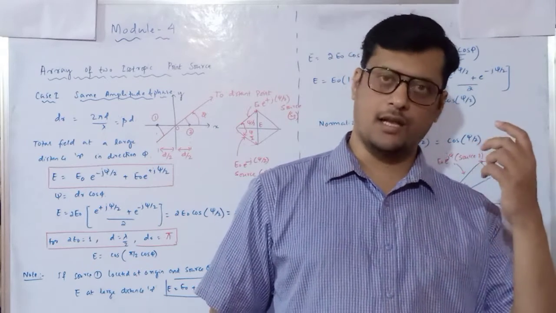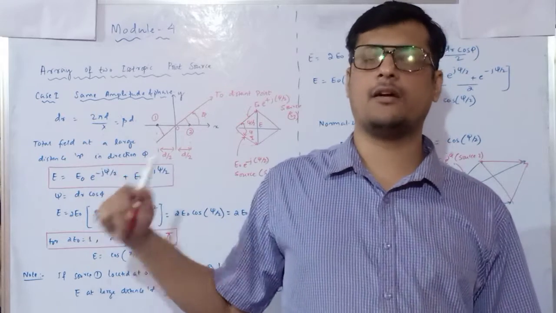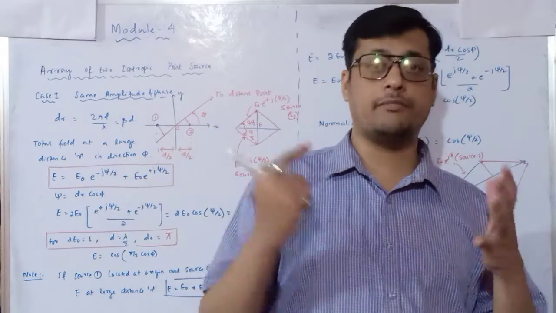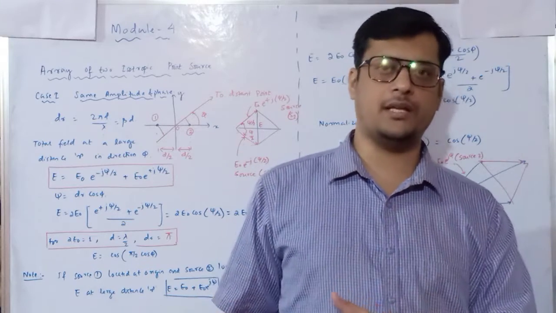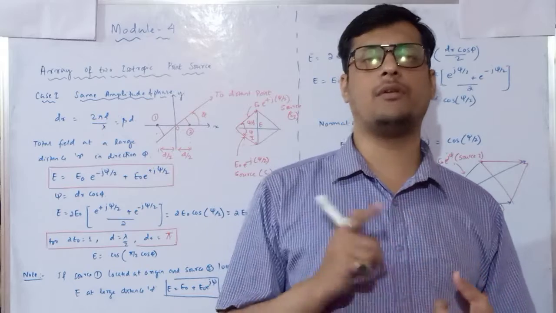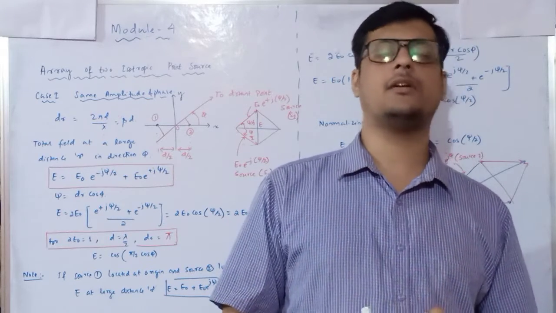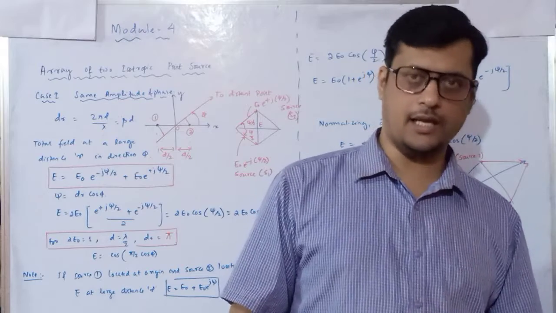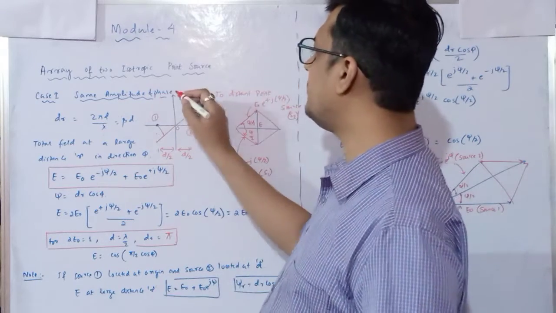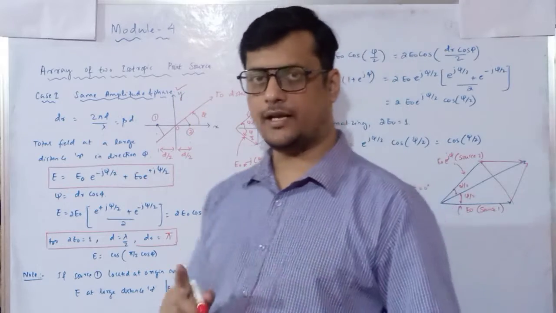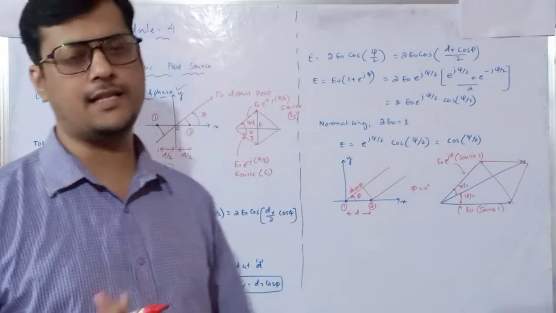Similarly, for that analysis, first we have to understand what field components are going to come at a certain point P when we are measuring from two different point sources having the same amplitude with the same phase. Okay, so let us discuss this one first, with the same amplitude and same phase. Second, we will discuss same amplitude with out of phase, and see what changes.